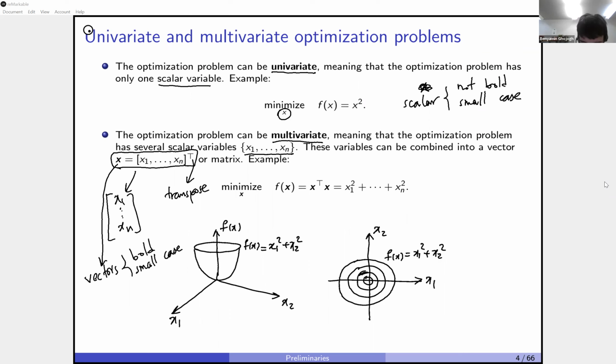By default, we can put them together as a matrix: x11, x1n, xm1, xmn. So it can be a matrix. I usually write matrices bold and with capital case.